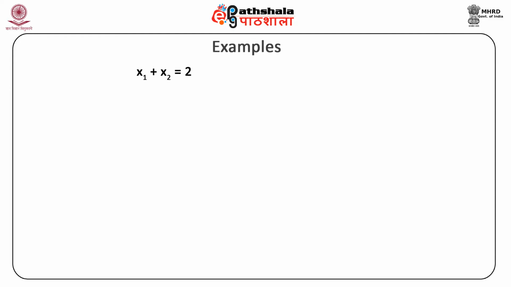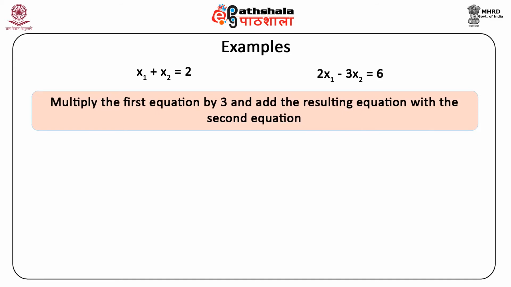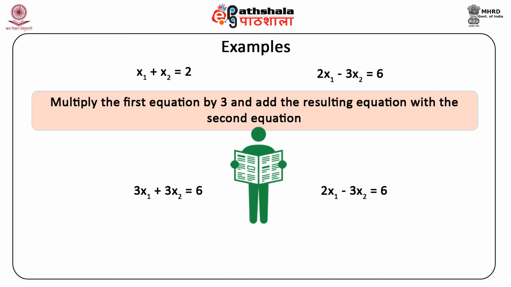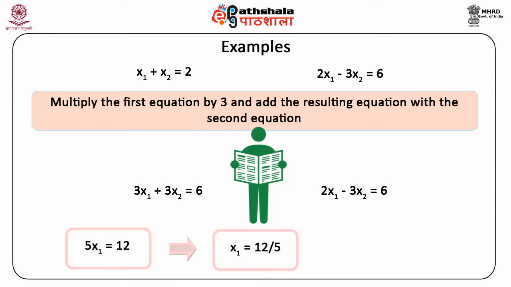Solve the system of two linear equations in two unknowns: x1 plus x2 is equal to 2, and 2x1 minus 3x2 is equal to 6. Clearly, by eliminating one of the unknowns, we can easily get the solution. For this, we multiply the first equation by 3 and add the resulting equation to the second equation. That is, 3x1 plus 3x2 is equal to 6, and we have 2x1 minus 3x2 is equal to 6. This gives 5x1 is equal to 12, or x1 is equal to 12 by 5, and x2 is equal to minus 2 by 5. Also, by substituting the value of one of the unknowns from one of the equations into the other equation, we can get the same solution.